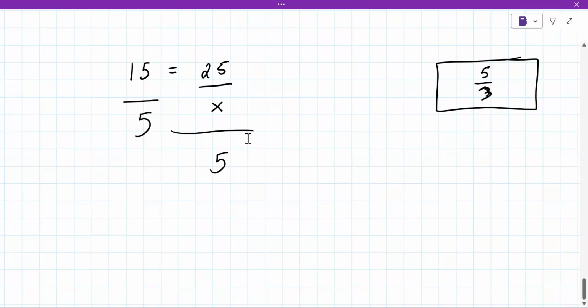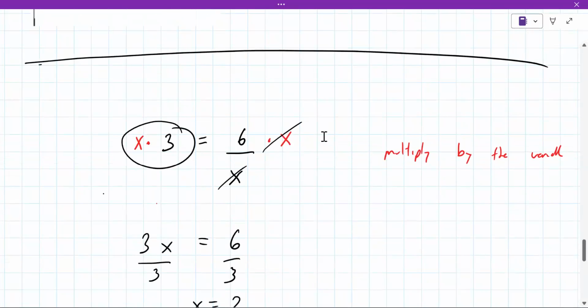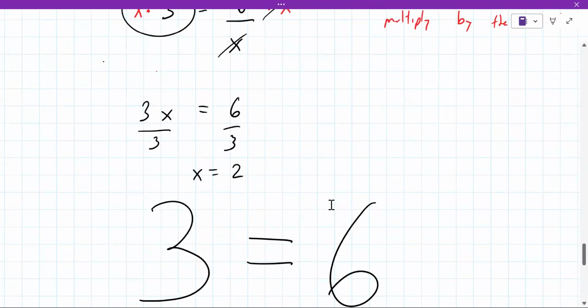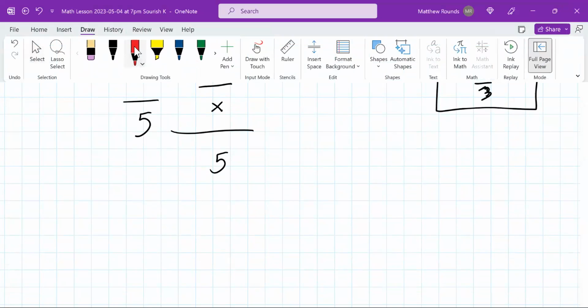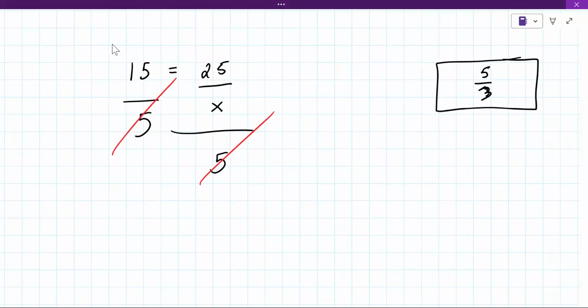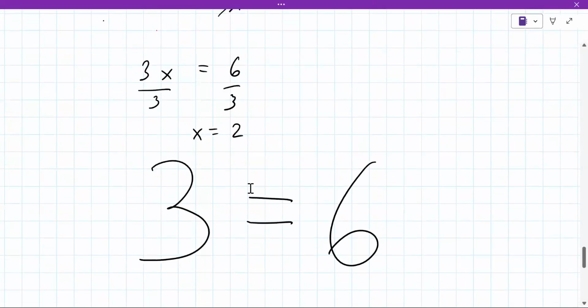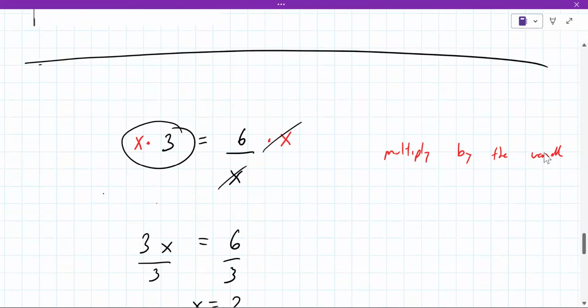Sourish, that's not what we did in the previous problem. We did something totally different. What did we do in this problem? What's written in red here? Multiply by the variable. And did we divide by a number? No. So why are you doing this? That's not what we did in the problem. Let's read it one more time. Multiply by the variable.